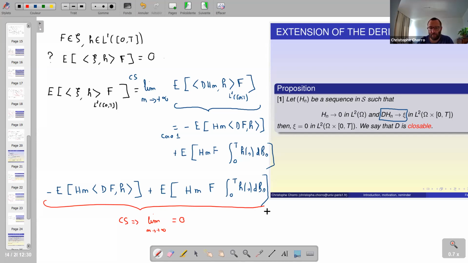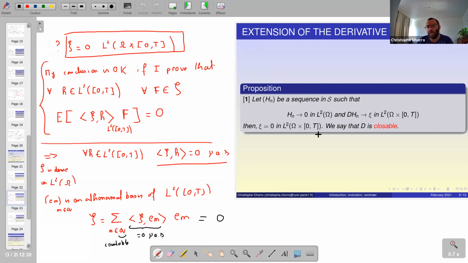At the end, what I have obtained is that the expectation of CHF is equal to what? It's equal to the limit of this term. This term is equal to this one, and this one has a limit equal to 0. So this term is equal to 0. So I have proved that for any F in S and any h in L2 of 0 capital T, this is equal to 0. And so from my previous slide, from what I have written here, C is equal to 0 in L2 of omega times 0 capital T, proving exactly the proposition 1.